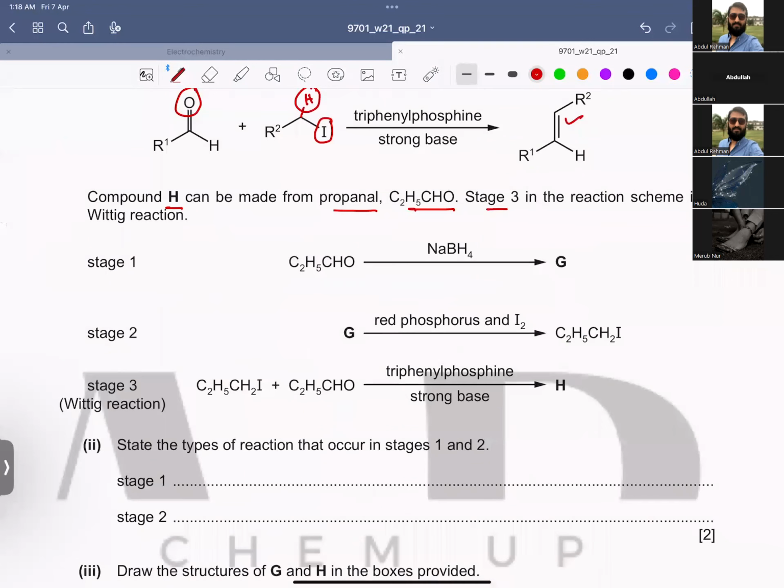Okay. Stage 3 in the reaction scheme is a Wittig reaction. Okay. So in stage 1, the propanal, the aldehyde, is treated with NaBH4 and it's a reducing agent, which means reduction occurs, and due to this reduction the G that is formed over here is C2H5, and then instead of CHO it's CH2OH, because on reducing aldehyde we get an alcohol.